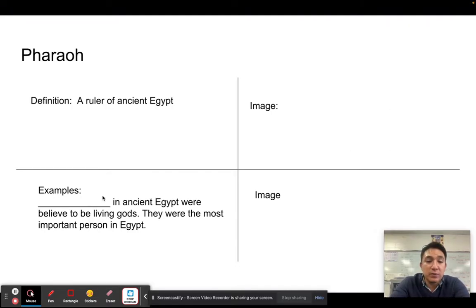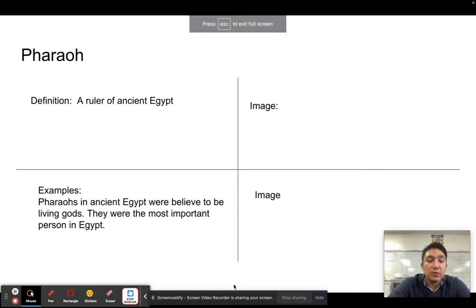Now, for this example, I will give you the word that you need to fill in for that blank. So in this case, pharaohs in ancient Egypt were believed to be living gods. They were the most important person in Egypt. So that is what you'll need to do. All you have to do is fill in the blank with the correct vocabulary word, and that will be your example sentence. All right, here's our next one.